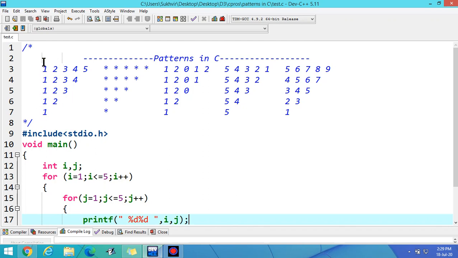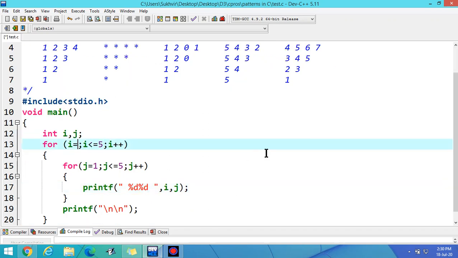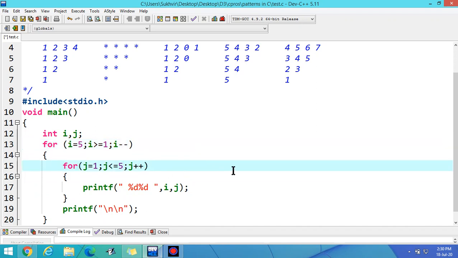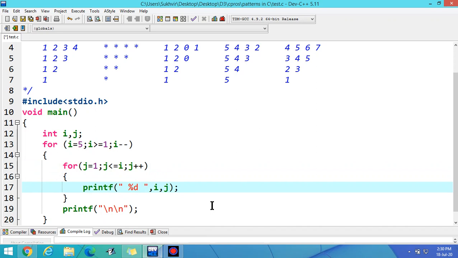Now the first value is the fixed value, and the last value is changing. Basically, this value is the value of i. It means I have to reverse the loop of i. Then i minus minus. Here I have to write i. Then printing of j is required only.